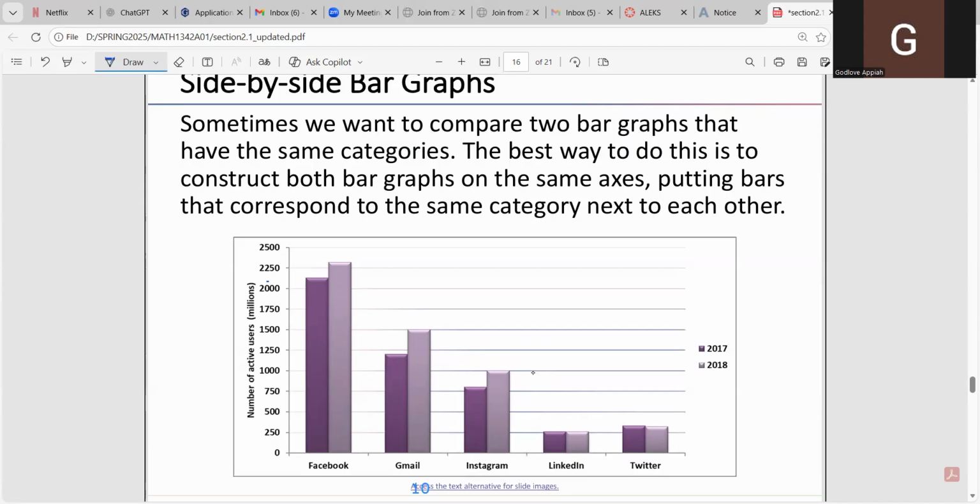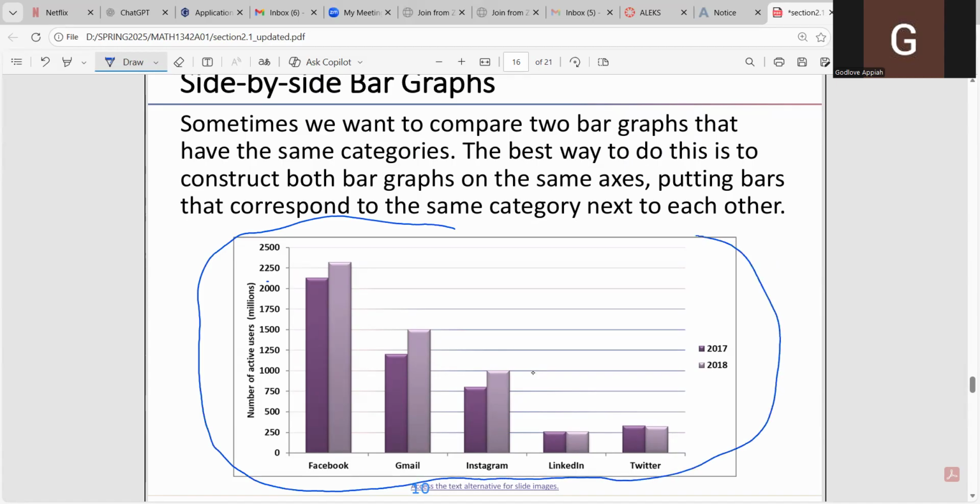This example represents the number of active users for different social media platforms: Facebook, Gmail, Instagram, LinkedIn, and Twitter. As you can see, this represents the number of users in the year 2017 and then in the year 2018. When you construct a side-by-side bar graph, you need to have this information on the side of the graph. This information is what we call the key to the graph. It allows us to understand what each rectangle represents.